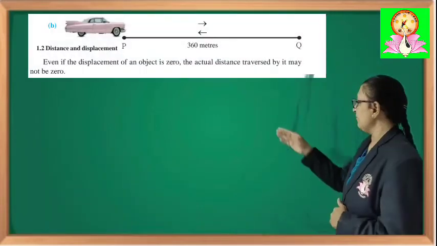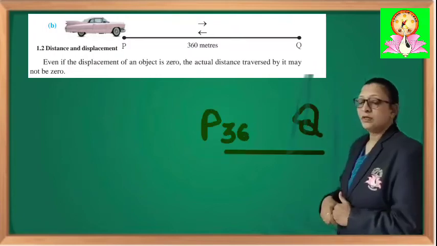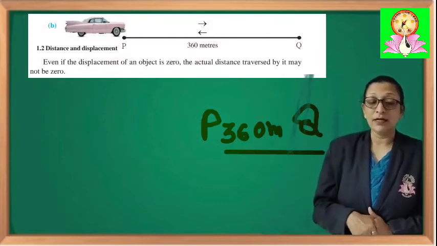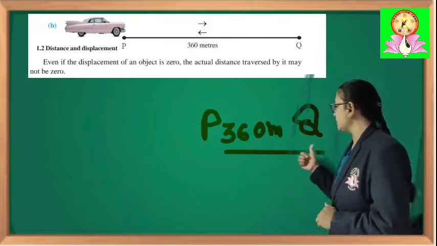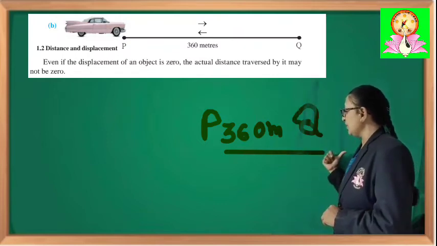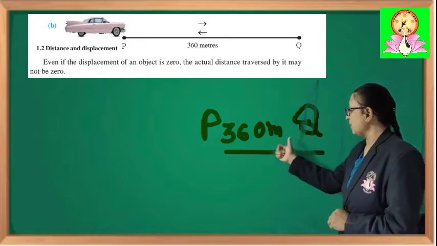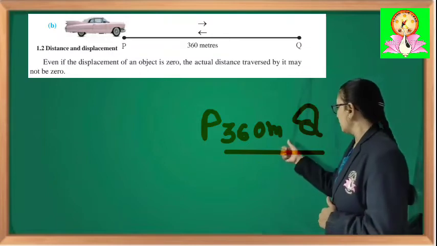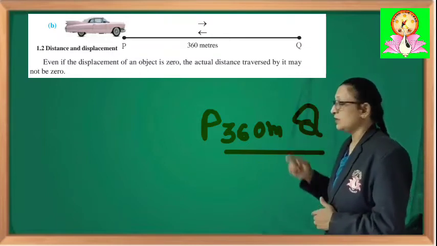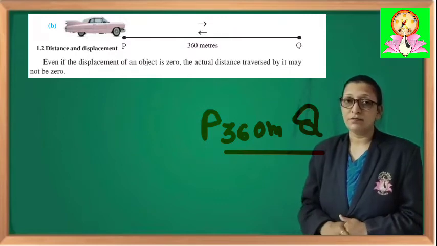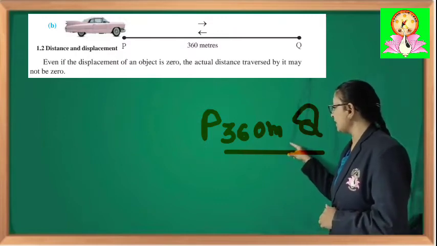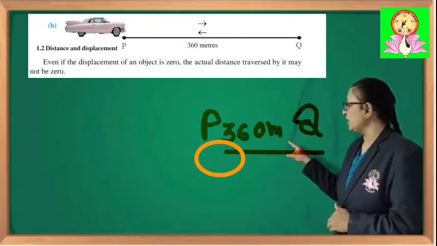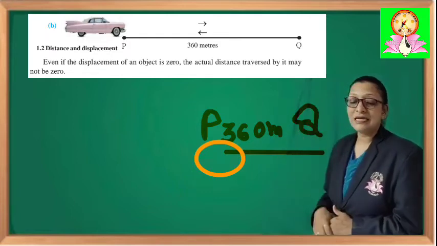In a similar way, if a car is moving on a straight path to reach from point P to point Q, and covers a distance of 360 meters from P to Q, and the same car returns from Q to P, then the distance travelled by the car is 360 meters plus 360 meters, that is 720 meters. Since the car reaches back to the same point from where it started, that is, the initial and final points are the same, the displacement of the car is 0.